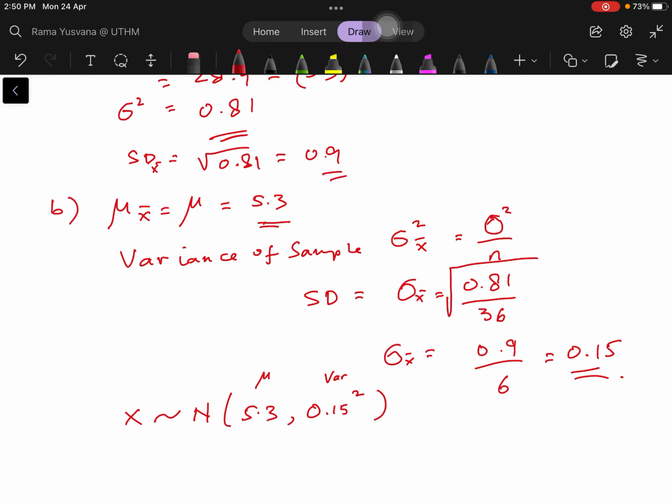The mean equals 5.3. The variance of our sample equals 0.15 squared. Just write down here, guys, the variance is 0.15 squared, which is equal to 0.0225. So that's part B.